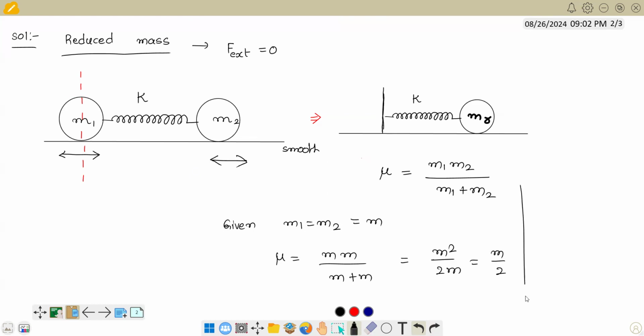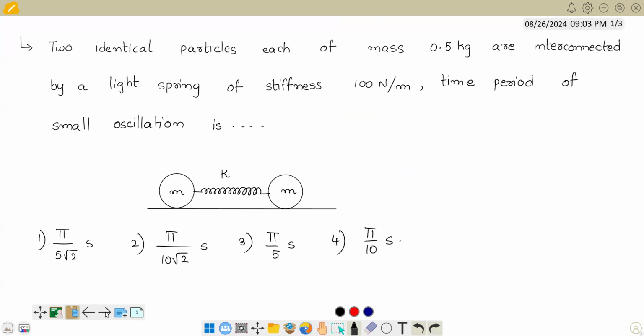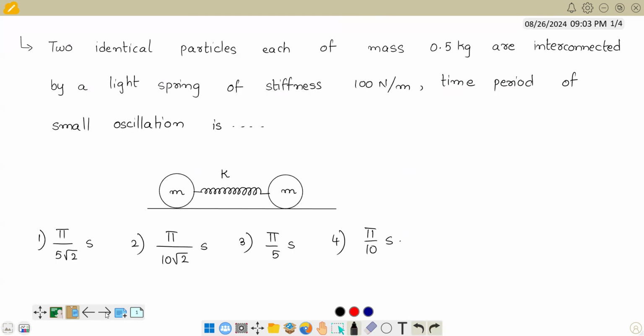Once we know the reduced mass is M by 2, we know the time period is 2 pi root M by K. Rather than using M by K, I'll use reduced mass by K. So I'll get 2 pi root M by 2K. Let us substitute the values. So T equals 2 pi root 0.5, and the value of K is given as 100.